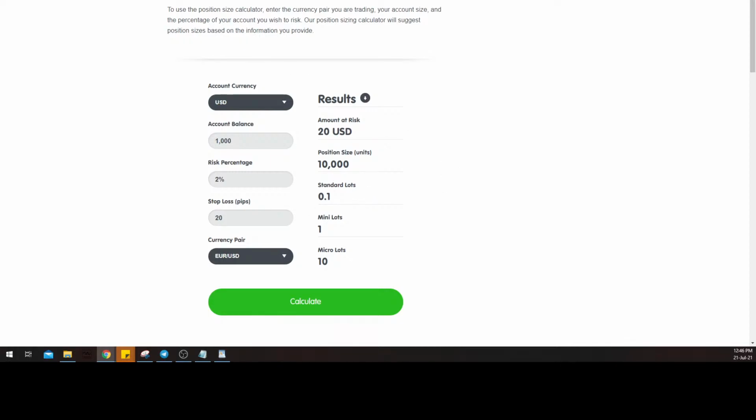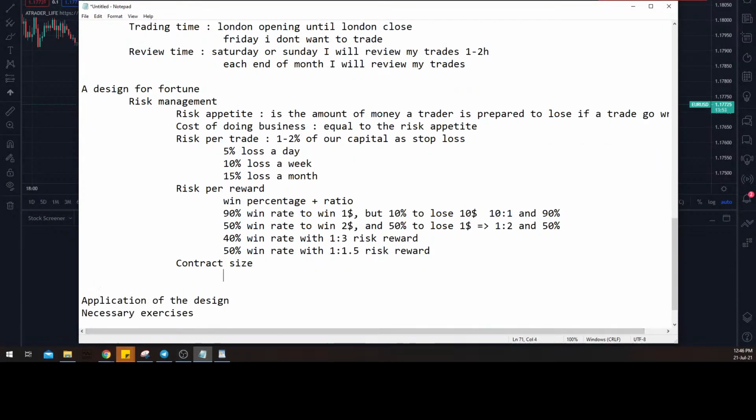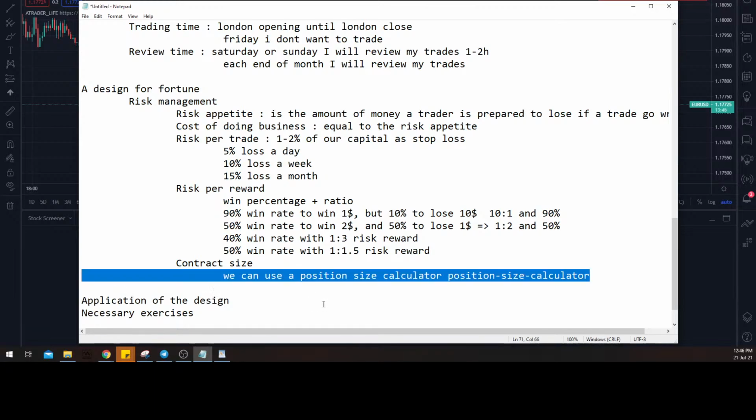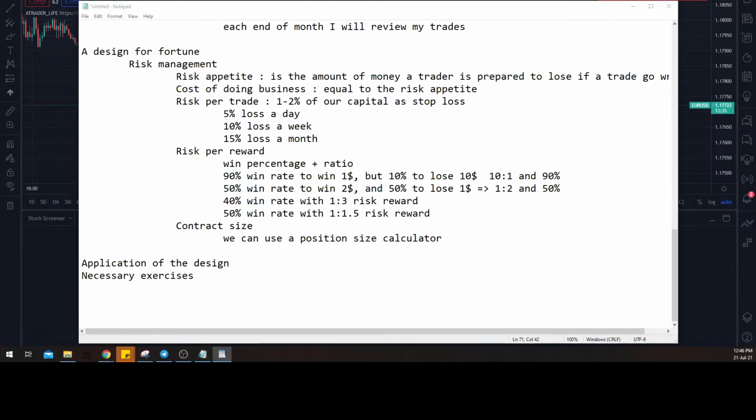So with this one, yeah, I'm going to write it here. For contract size, we can use a position size calculator, and at the same time, some of the brokers already bring it in, but if not, you can always do it this way. So it's not something very hard. Now, let's move on to the application of the fortune.